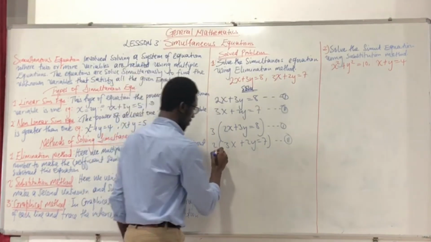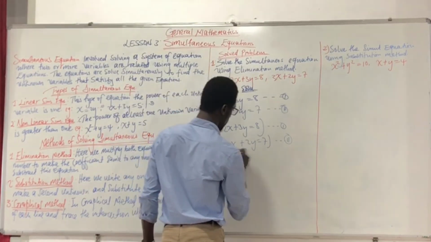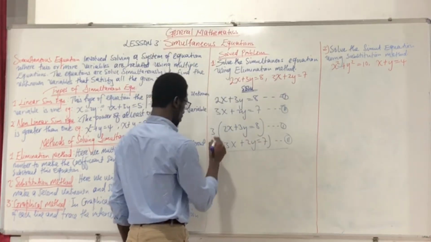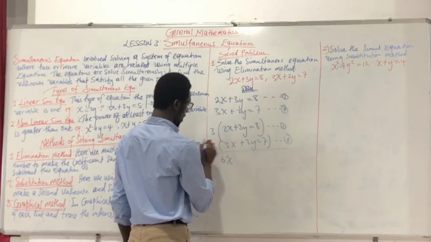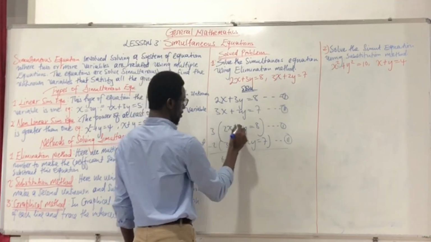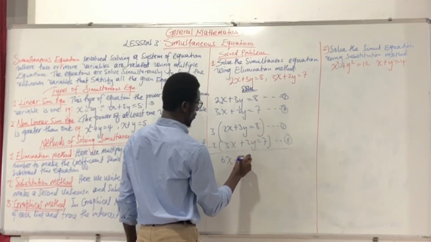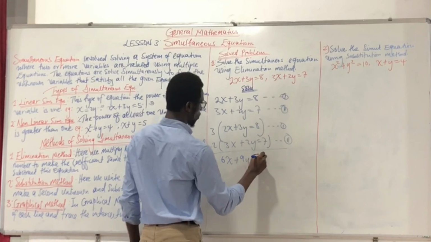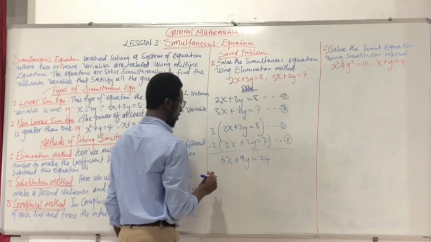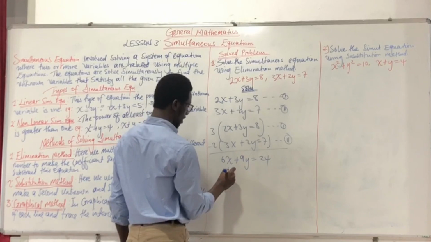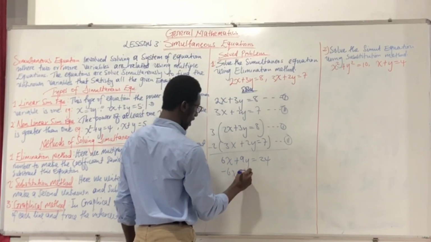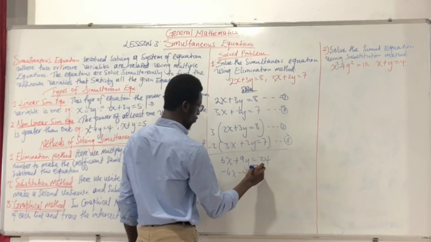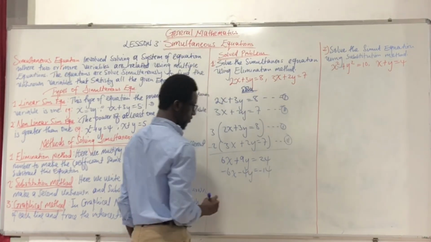So now, let's multiply these equations. Here we have now 6x. Let's apply a negative sign here. 6x plus 9y equals 24. And here, minus 6x minus 4y equals minus 14.